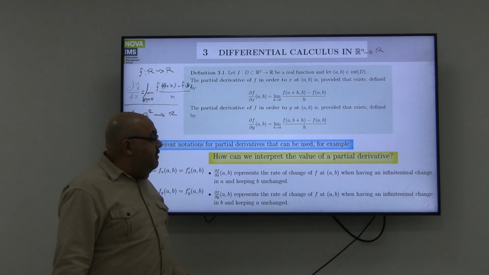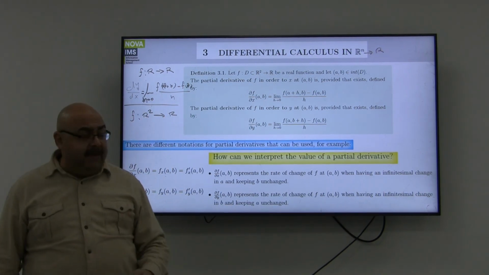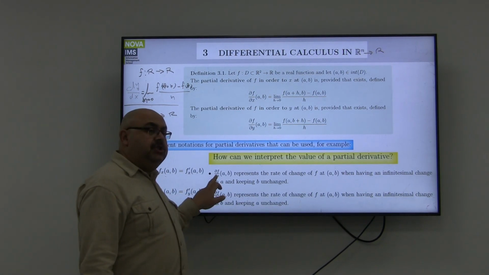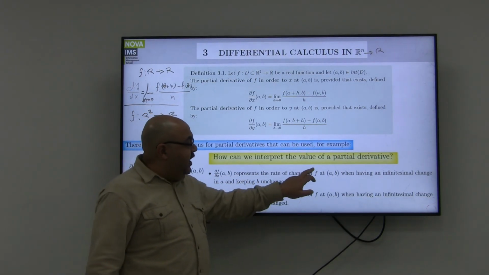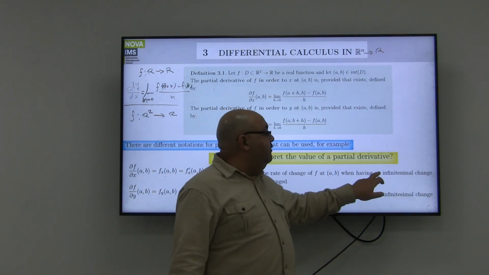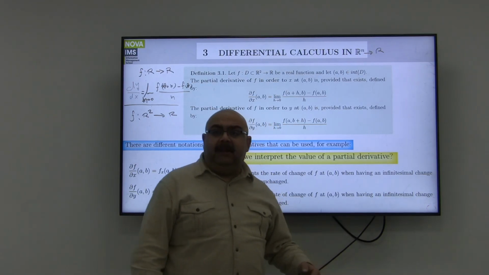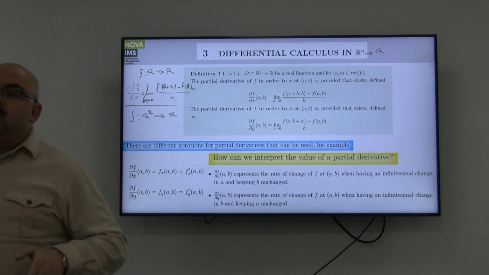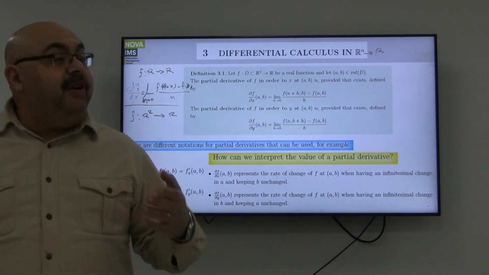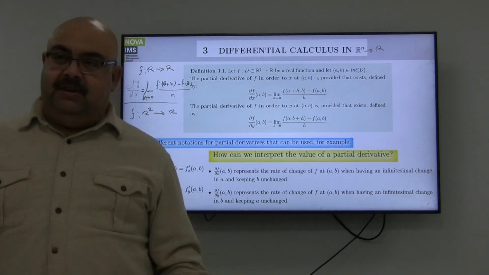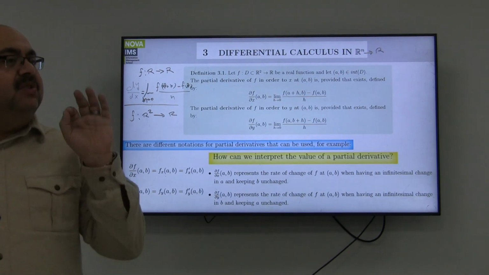How can we interpret the value of a partial derivative? This is the interpretation of what's happening. Partial f, partial x, which is the partial derivative in the x direction, represents the rate of change of f at (a, b) when having an infinitesimal change in the x direction. Infinitesimal means very small. This is why we take h and make h tend to 0. This is why we are using the limit as h approaches 0, because the increment is really very small.